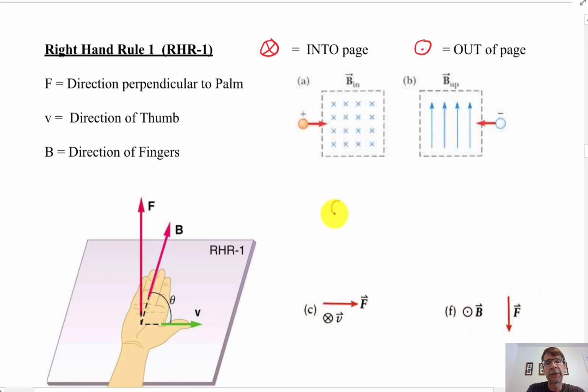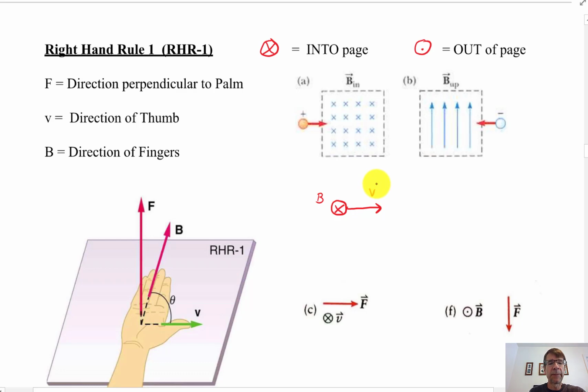They're going to have a circle. In this case, this is example A. It says B is in, or towards the floor. That's towards the floor, so I'm going to draw that as an X. So this is how I always do it with a circle. Okay, so B is towards the floor. All right, in the example I just did with the proton, V is to the right.